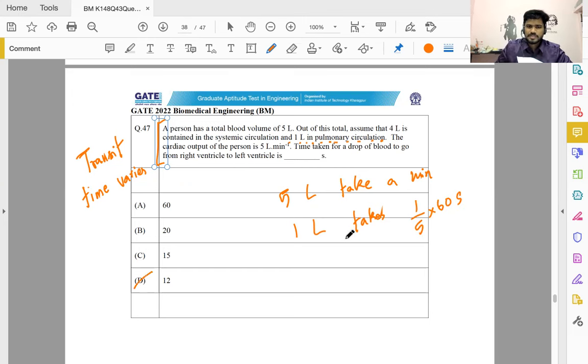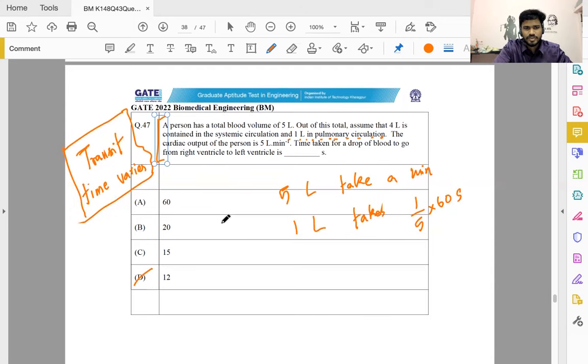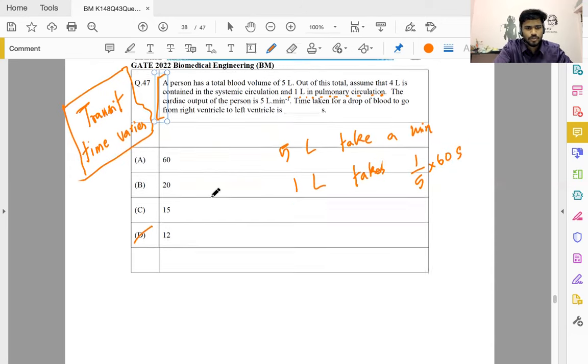Okay, the simple answer is this, but if you understand the concern that I raised here, transit time varies. Nothing is mentioned about the assumption that it takes the same time through any path. None of that is mentioned. So technically there is some issue here. If you can raise a nice objection, go do that.